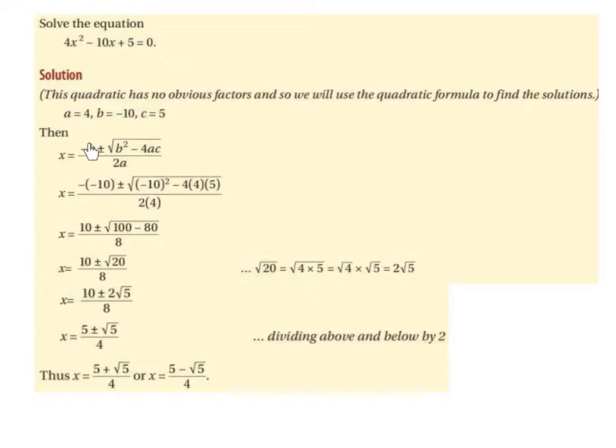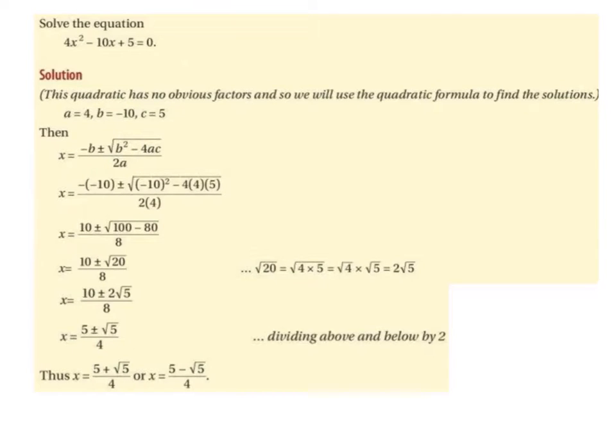So x is equal to minus b plus minus the square root of b squared minus 4ac over 2a. So this formula is given to us in our formula tables. So this quadratic has no obvious factors, and so we will use the quadratic formula to find the solutions.